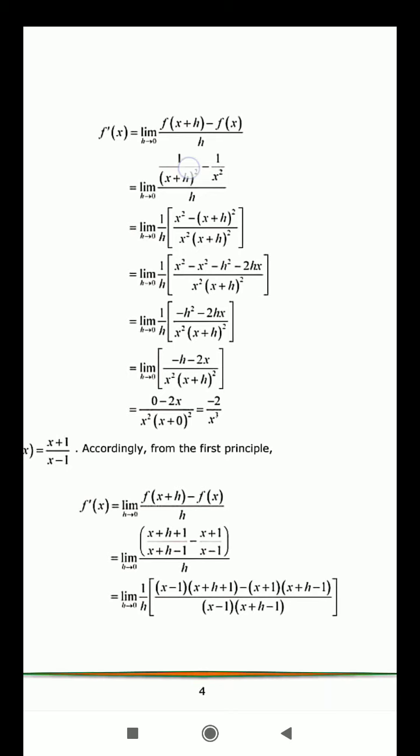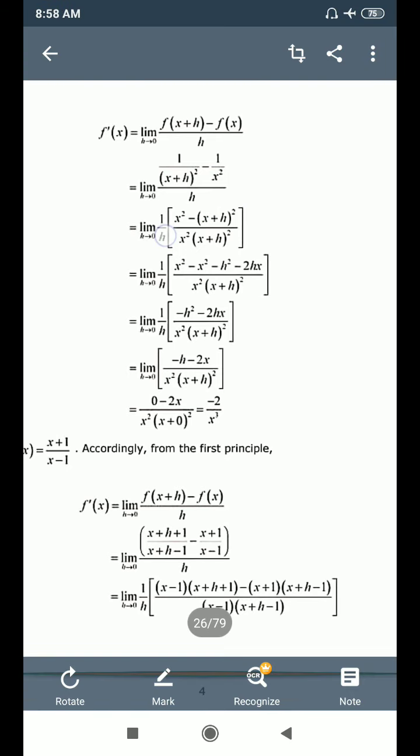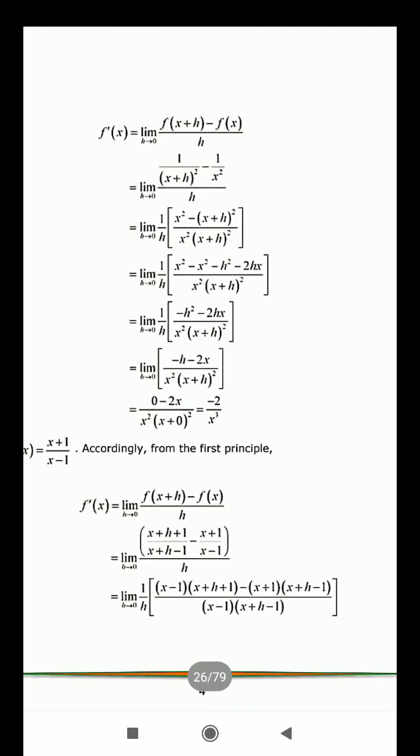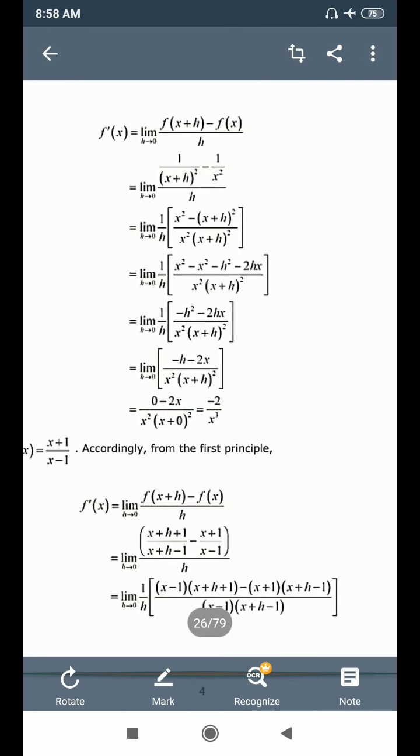Now you take the LCM in the numerator, that will be x square into (x plus h) whole square. On taking LCM, this x square will go this side and (x plus h) whole square will go this side. So this is x square minus (x plus h) whole square. I have already taken 1 upon h outside, and x square into (x plus h) whole square is the LCM. Now you just open this numerator. So it will be x square minus x square minus h square minus 2xh. This x square is cancelled out by this x square. Now the numerator is minus h square minus 2hx.